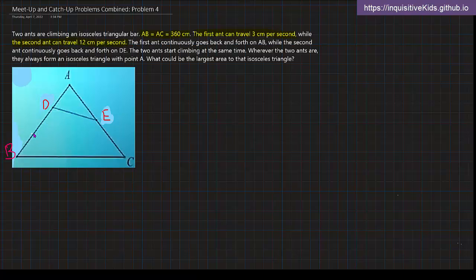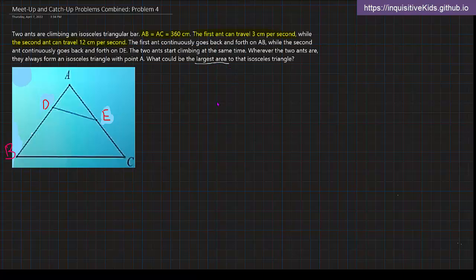So say it's over here, then somewhere over here there would have to be the second ant. So it's just saying that it has to form an isosceles triangle with point A. So what could be the largest area of the isosceles triangle?